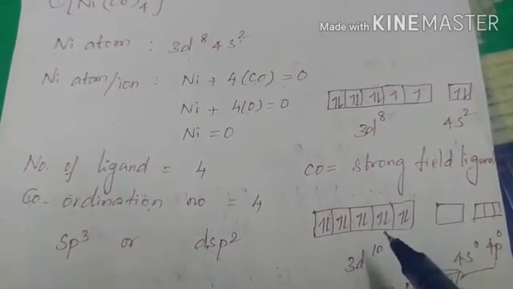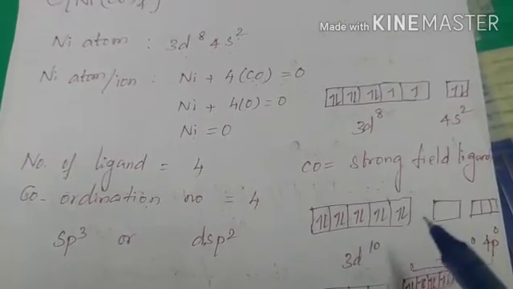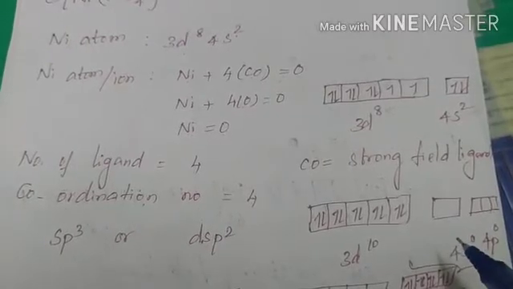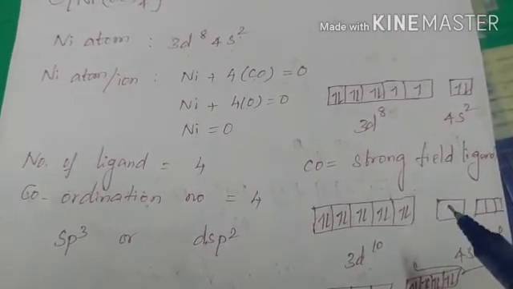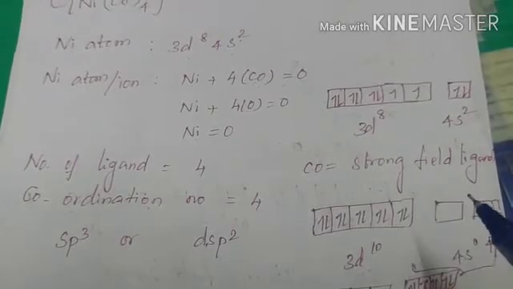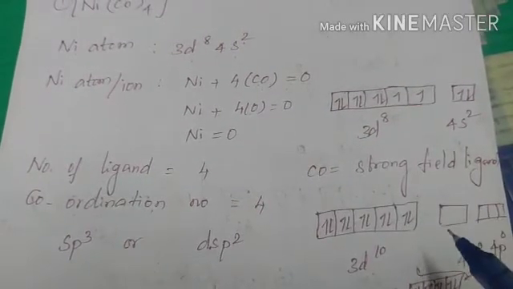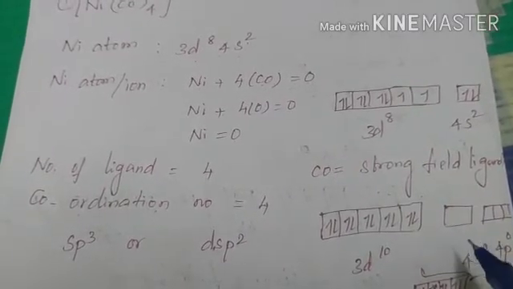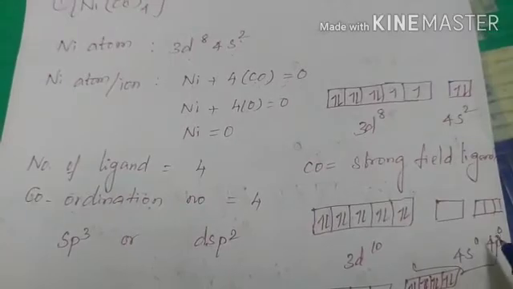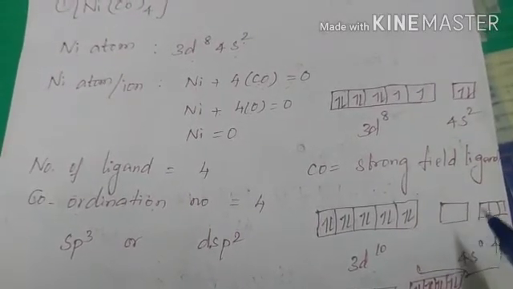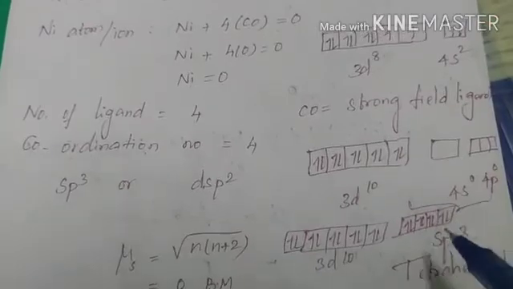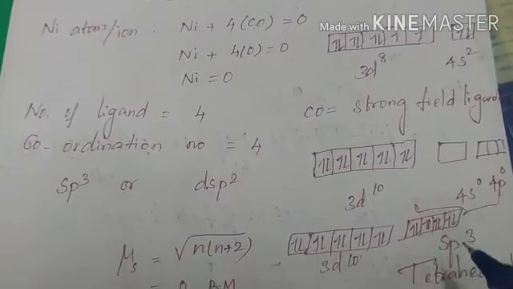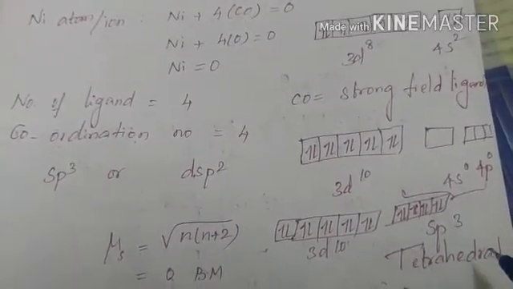Next, each ligand donates one pair of electrons to the nickel vacant orbital. So, ligands donate 4 pairs of electrons. These 4 lone pairs of electrons fill the 4s1 orbital and 4p3 orbitals in the central metal atom. So, it produces 4 sp3 hybridized orbitals. So, it is tetrahedral in shape.